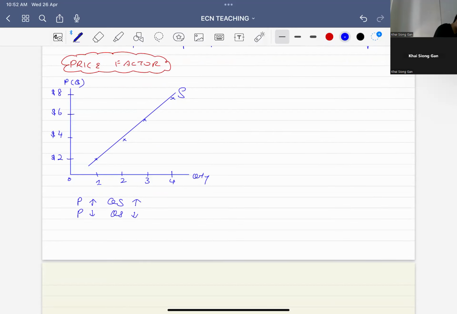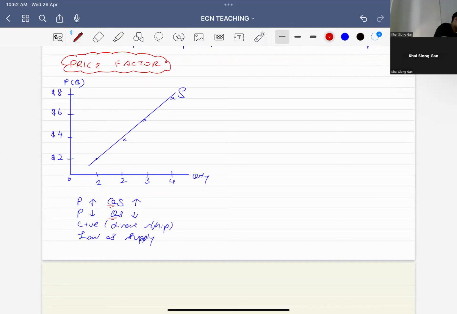Okay, so what we can see over here is a positive or direct relationship between the price and the quantity supplied. So we call this the law of supply. Bear in mind the use of the words over here: when I use the word quantity, that means I'm referring to the price factor.